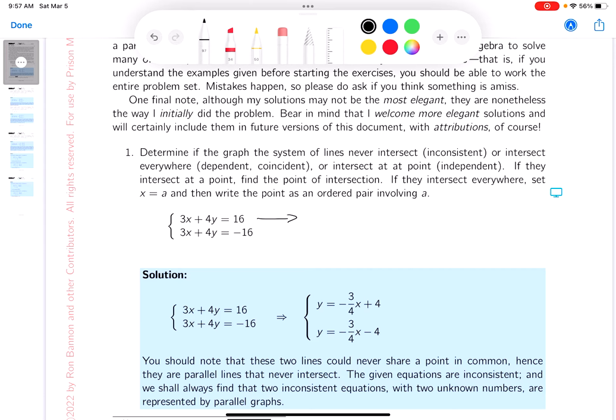So the first line I would rewrite as 4y equals minus 3x plus 16. Then I would divide through by 4, and you get y equals minus 3 quarters of an x plus 4. If I did the second line, what do you get? You would get 4y equals minus 3x minus 16. And if I would divide through by 4, what would you get? y equals minus 3 quarters of an x minus 4.